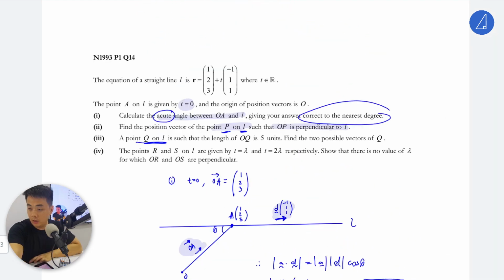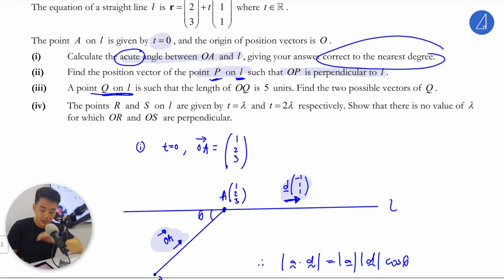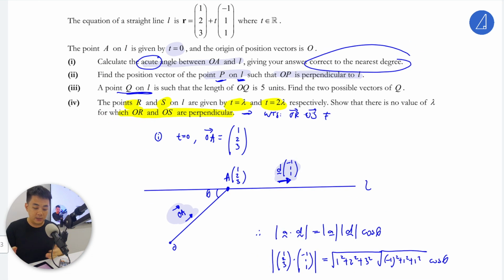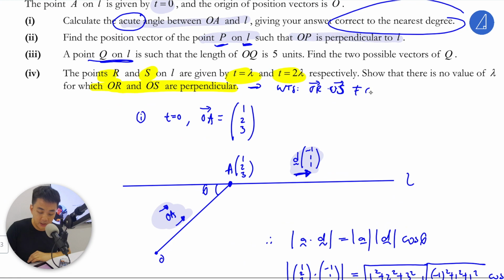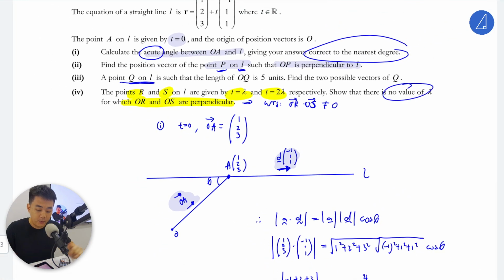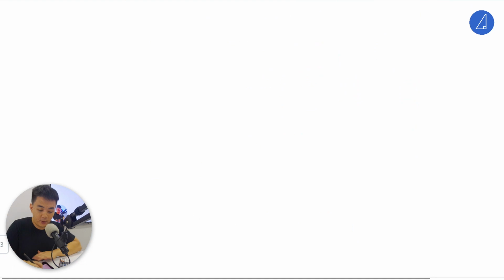The last one is what I want to tackle. The fourth part is what do you want to show? Okay, let's say now they say that R with this housing address and S with this housing address. So if R T equals lambda, now they want you to show that there are no values of lambda for which OR and OS are perpendicular. Meaning to say, you want to show that OR dot OS cannot be equal to 0. So essentially you want to show that the dot product cannot be 0, because there's no housing address which will correspond to them being 90 degrees.